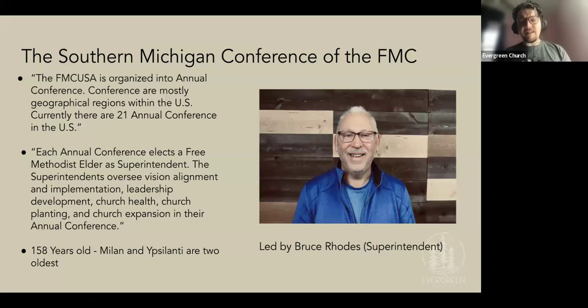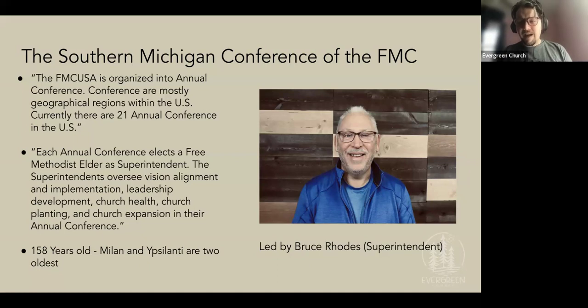Each annual conference elects a Free Methodist pastor or elder as the superintendent. The superintendent oversees vision alignment, implementation, leadership development, church health, church planting, etc. of the conference. The Southern Michigan Conference is one of the oldest conferences in the denomination. The conference is, as of 2023, 158 years old.